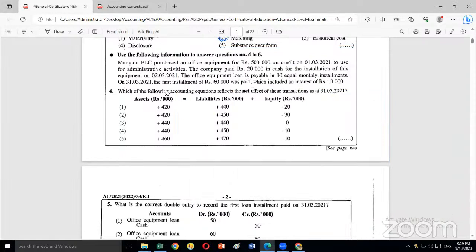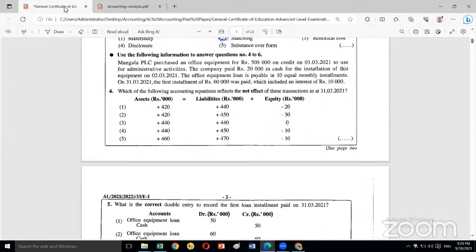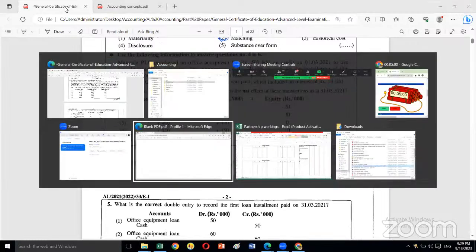Question number 4. Which of the following accounting equations reflects the net effect of the transaction? Net effect means they are talking about the net impact. So how do we calculate the net impact? First of all, I am going to record the equation. What is the equation? Assets equal equity plus liability.